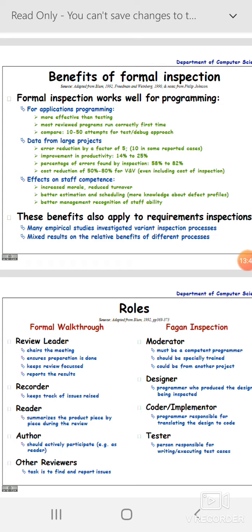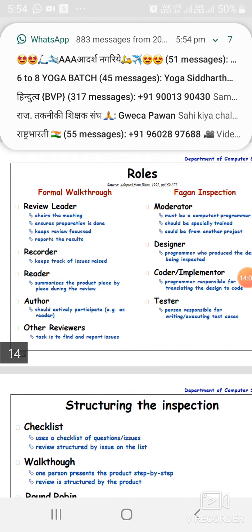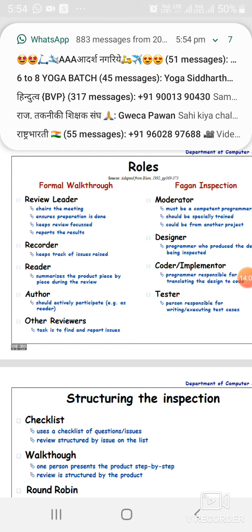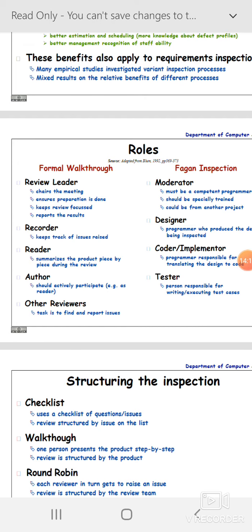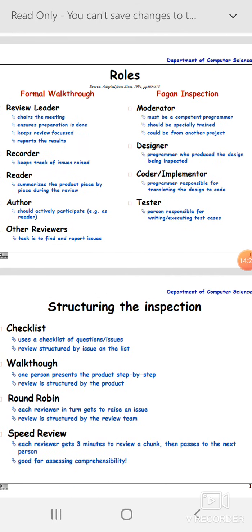Many empirical studies investigated various inspection processes, and mixed results on the relative benefits of the different processes may be there. Now the roles, formal walkthrough and the Fagan inspection. These are the roles: review leader, recorder, reader, author, and other reviewers. These are the roles of formal walkthrough, and the other one is moderator. If you talk about Fagan inspection, there are designer, coder, implementer, and tester. These are the roles of the Fagan inspection.